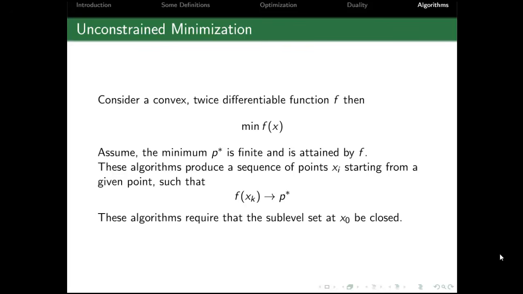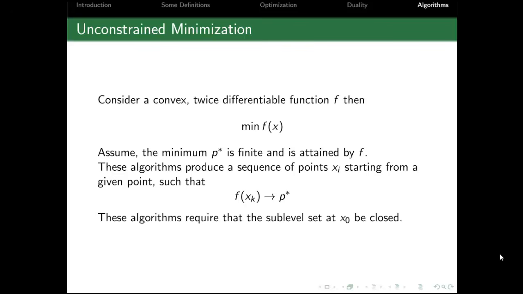So first, let us look at a proper mathematical definition of unconstrained minimization. Consider a convex function which is twice differentiable, and we want to find the minimum of this function. Assume p star is the minimum, and it is finite and attained by f. We want algorithms which start from some point and give a series of xk's such that the value of f of xk tends to this optimal minimum p star. These algorithms require one condition, that the sublevel set should be closed.